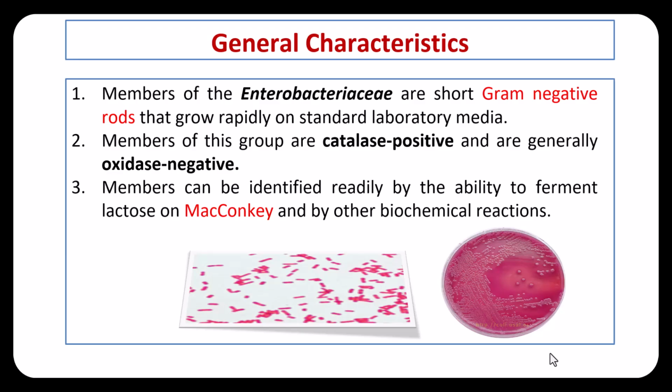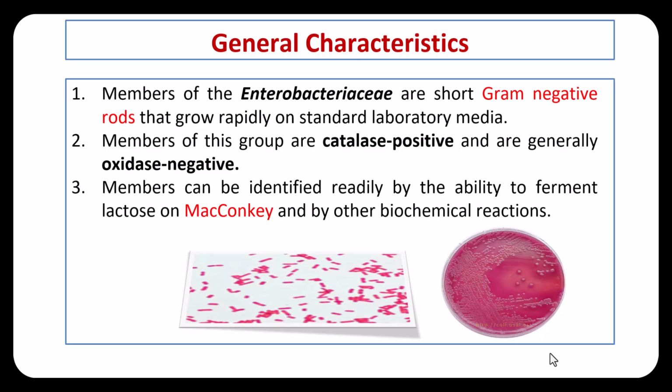They can grow rapidly on standard laboratory media such as blood agar and nutrient agar, and this group of bacteria is catalase positive. It means they can break down hydrogen peroxide into water and oxygen. And they are oxidase negative, and that's important. When we do the oxidase test, this group of bacteria are oxidase negative. That means they don't have the oxidase enzyme.